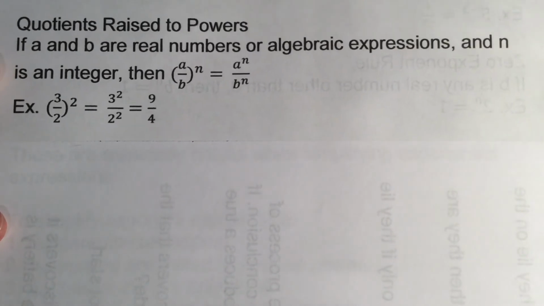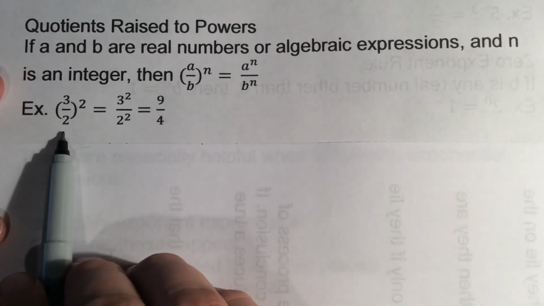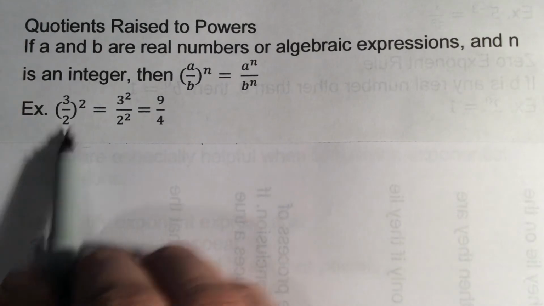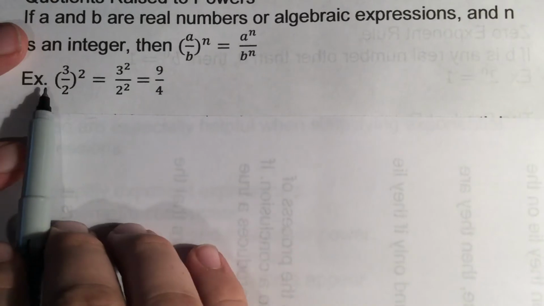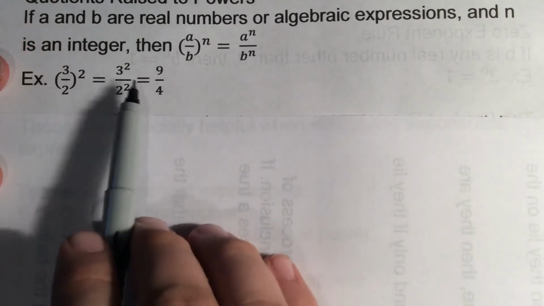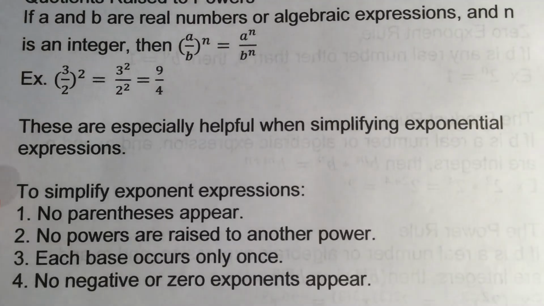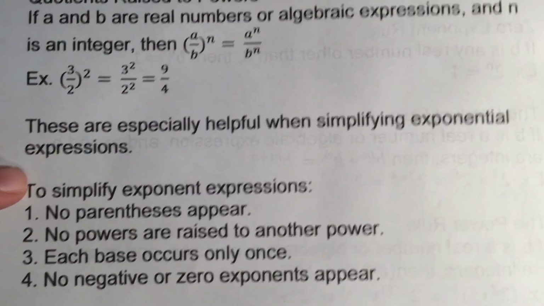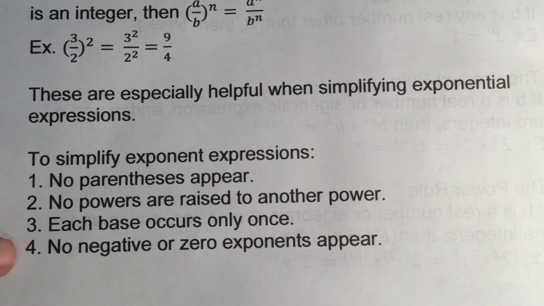Quotients raised to powers. So if we are dividing, just like back when we were multiplying on the one above, if it's dividing, the top gets it, the bottom gets it, and you can square those each out instead of squaring the whole thing. So when we're simplifying, we're going to get rid of parentheses. We're going to get rid of any powers raised to another power. We're going to make sure each base occurs once. And we want no negative or zero exponents involved.